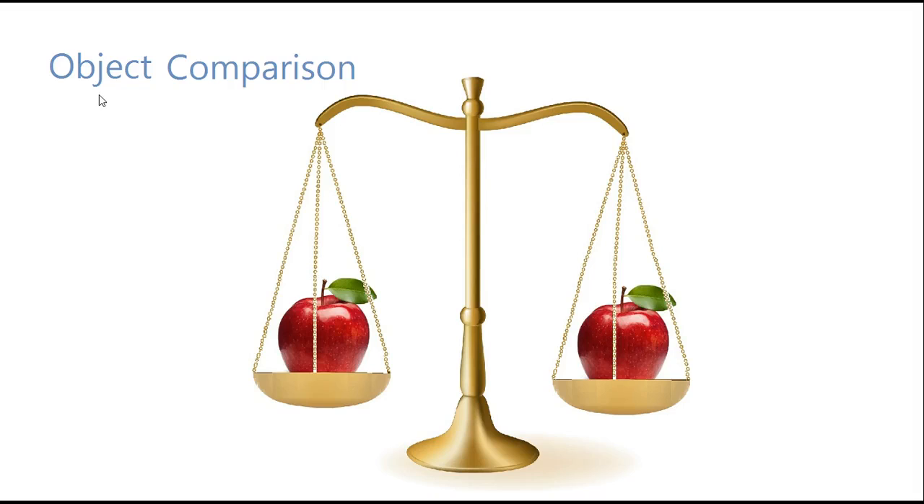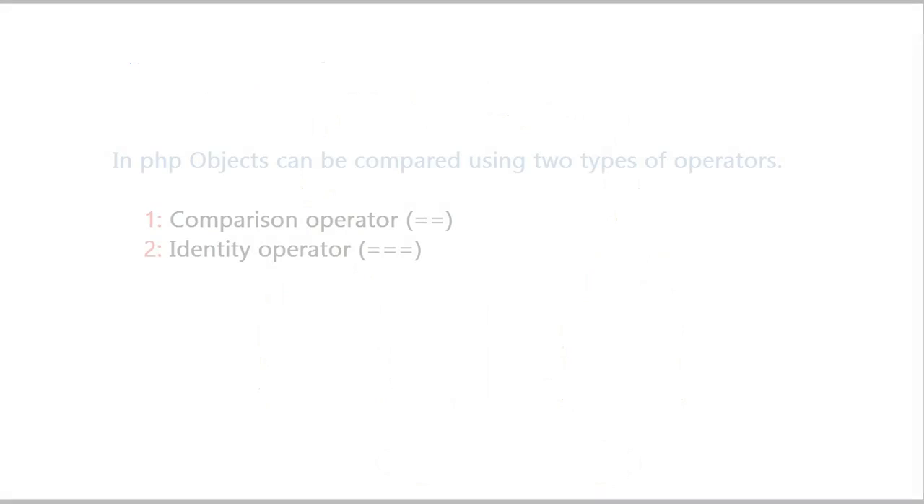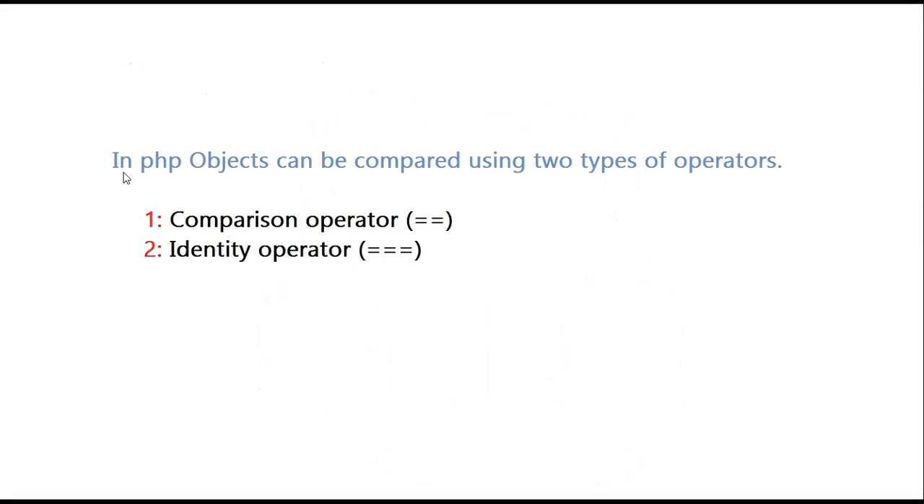Our next topic is object comparison, in which we will see how to compare two objects. In PHP, objects can be compared using two types of operators: comparison operator and identity operator.